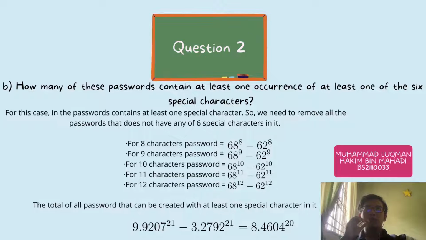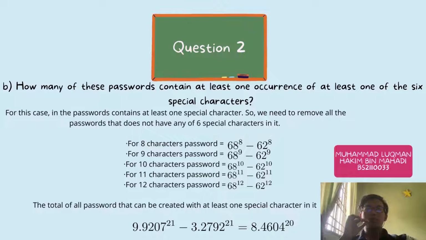For question B, how many of these passwords contain at least one occurrence of at least one of the 6 special characters? So for this case, the password contains at least one special character. So we need to remove all the passwords that don't have any of the 6 special characters in them. So how to get it? We take the total of the characters, which is 68, and the total of the 6 special characters is 6. We minus and we get 62.